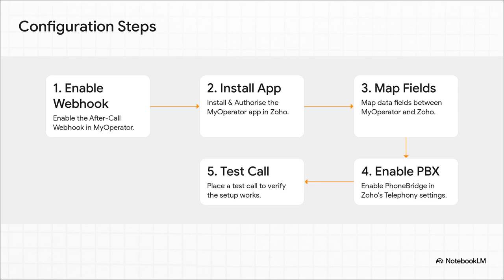First, inside MyOperator, you have to flick the switch on the after-call webhook. Think of this as the starting pistol. It tells MyOperator, hey, send the data now. Second, you pop over to the Zoho Marketplace, install the MyOperator app, and authorize it. This creates the secure handshake, the secret password between the two systems. Third, you map your fields. This is just you telling MyOperator exactly where to put all that juicy call data inside Zoho. Fourth, and this is a big one, you guys, you have to enable Phone Bridge in Zoho's telephony settings. So important. And last but not least, place a quick test call. If that call pops up in Zoho in, say, 5 seconds, you're golden.